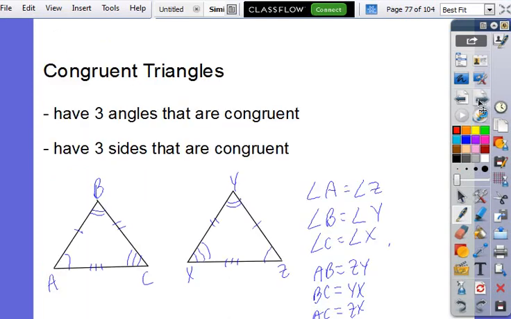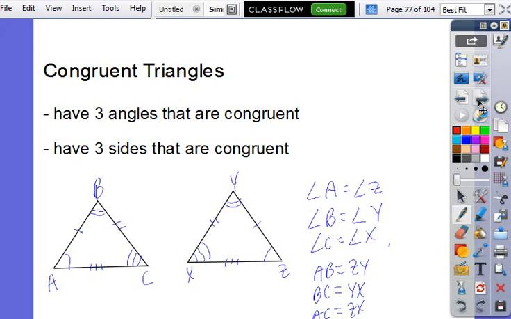All right, congruent triangles. What's the difference in congruent and similar? What happens on similar? Same shape, different size. What happens on congruent? They have the same size. Everything is the same. Same shape, same size, same everything. The angles match, the sides match.